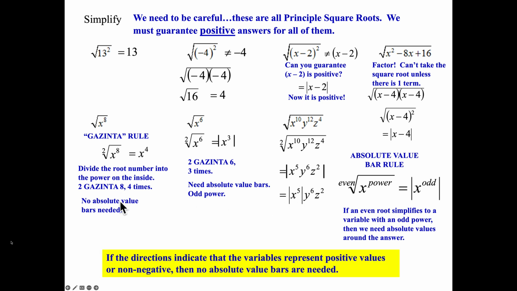All right, now, how do I know when I need to put absolute value bars? You really must pay close attention to the directions. You have to read the directions for every problem. If the directions indicate that the variable represents positive values or non-negatives, then no absolute value bars are needed. But if the directions make some kind of statement that the variables represent all real numbers, then they can be negative. You need to think about absolute value bars around the problem.